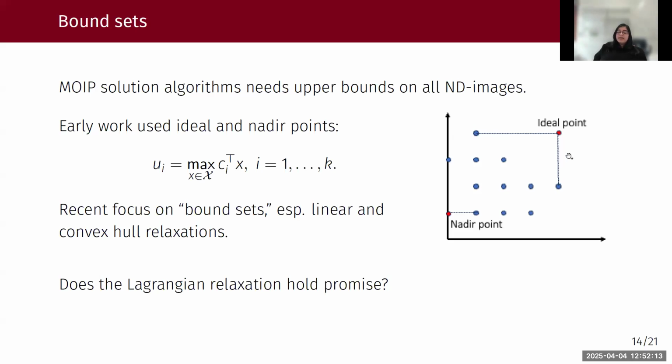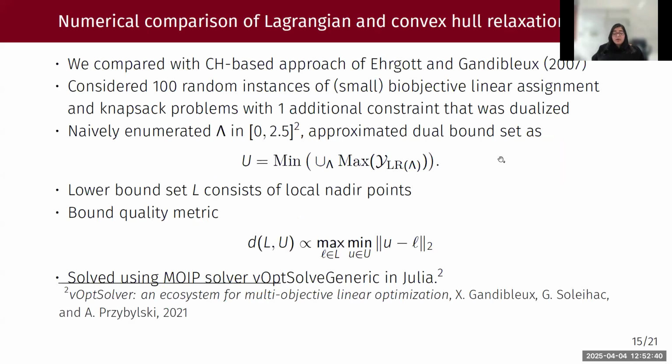This has led to the idea of bound sets, and historically, the linear relaxation and the convex hull relaxation, the non-dominated sets of those have been where people have gone looking for these upper bound sets. So I can try to solve the convex hull relaxation, and I know it will give me an upper bound on my non-dominated set, even if that upper bound is not tight at certain points. And we want to see if replacing that with the lower bound can be helpful.